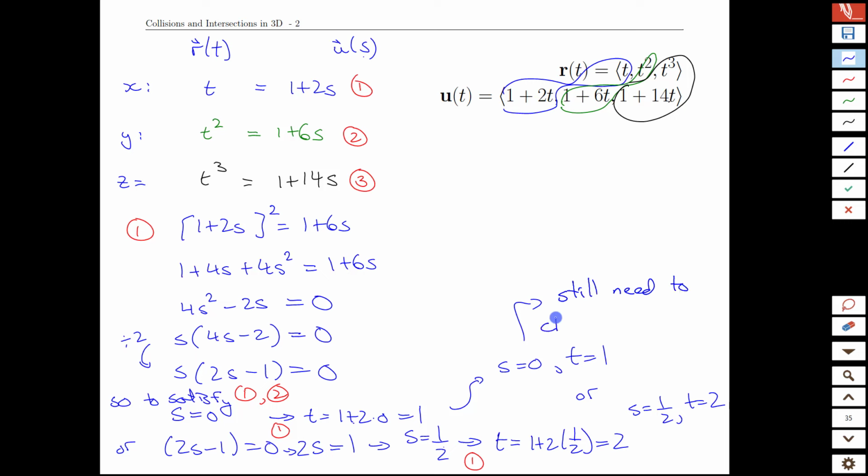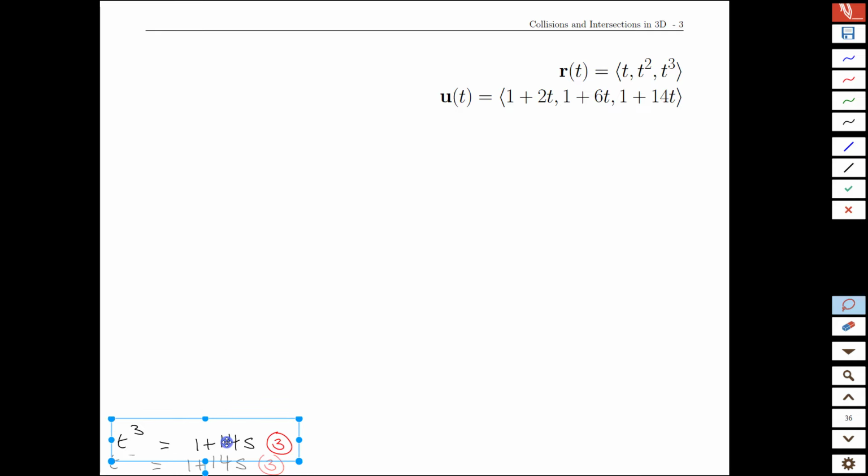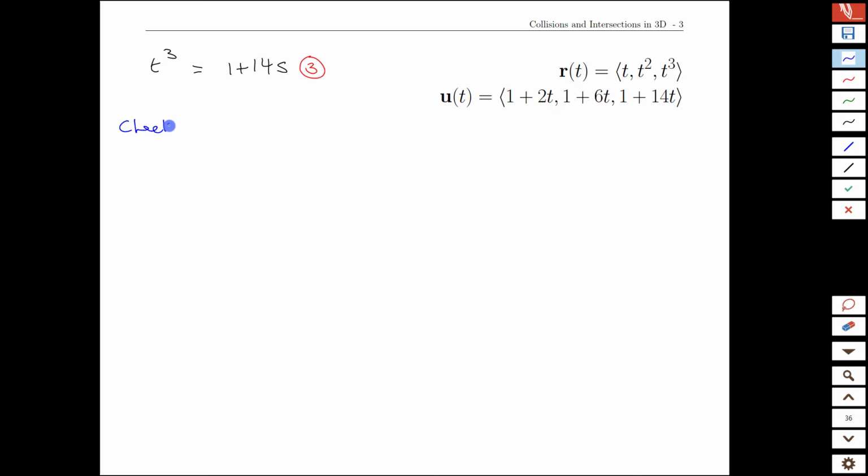So I still need to check the z's are equal. We don't have to look at any other values because these are the only pairs that are going to satisfy 1 and 2. We're actually going to grab this and copy it over to the next page, and then we're going to look at our cases. So check 3 with s equals 0, t equals 1.